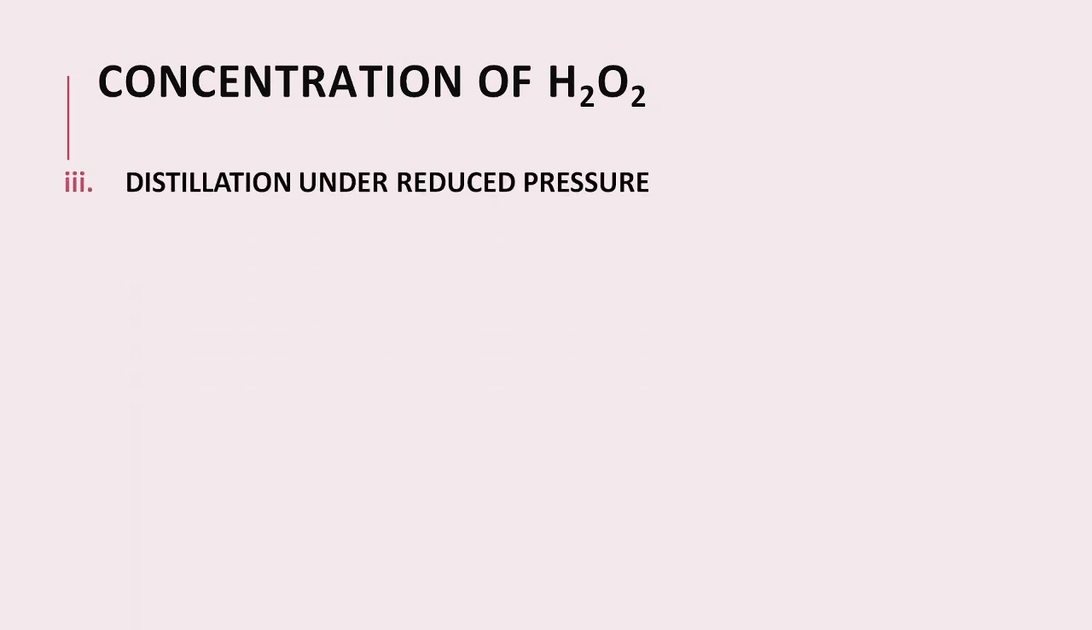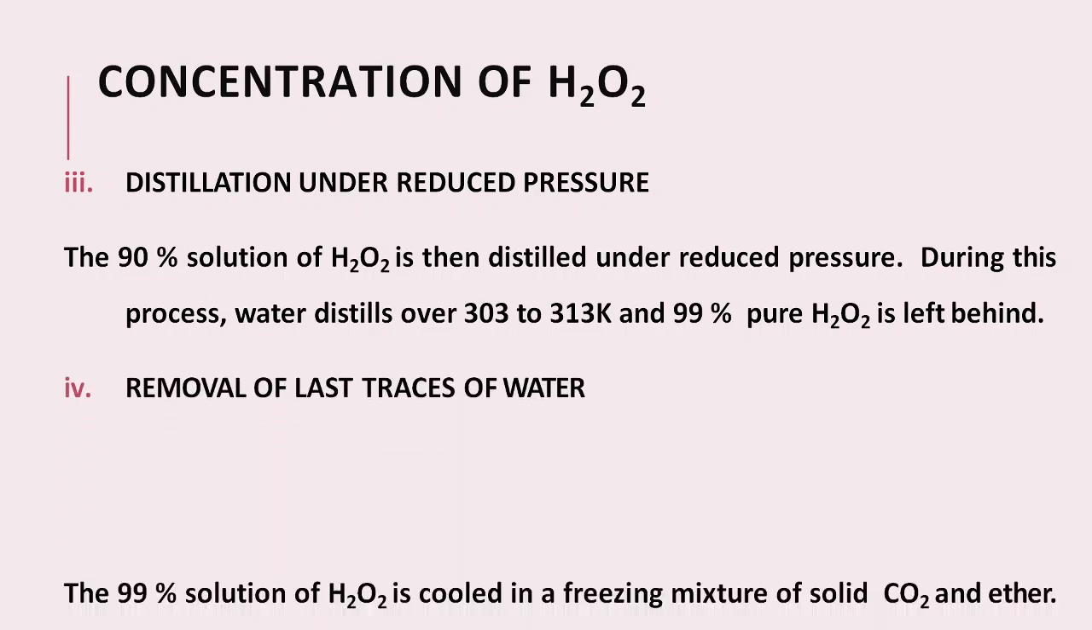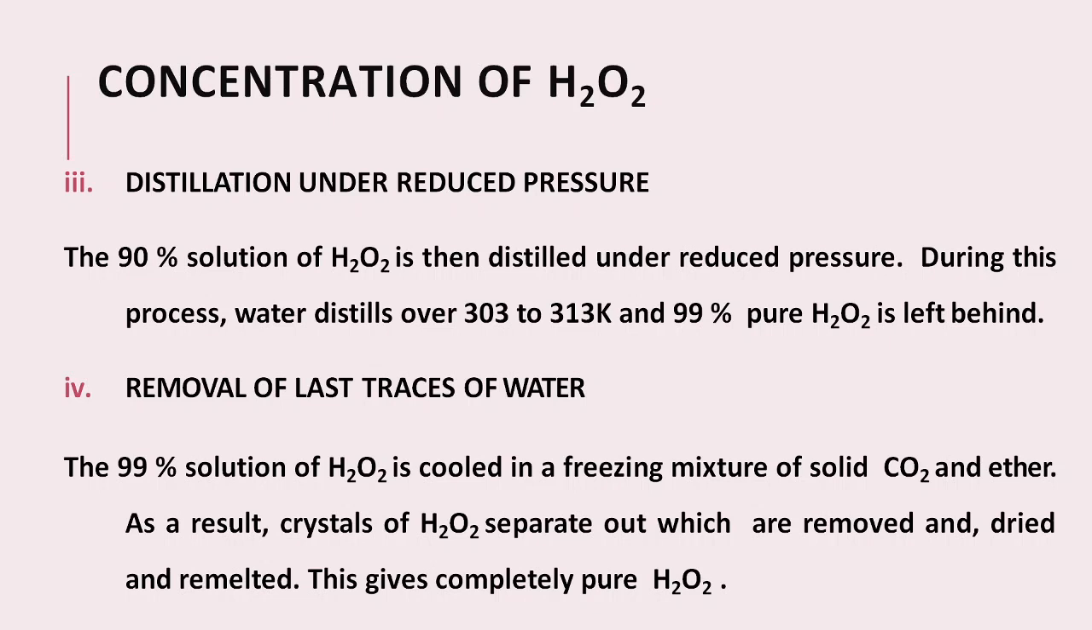The next process is distillation. Distillation is a process where this 90% solution is again distilled, where we get 99% pure hydrogen peroxide. Next one is the removal of last traces of water. It means that this 99% which we have obtained above, to remove water from that we have to cool it in a freezing mixture of solid carbon dioxide and ether, and then the crystals of hydrogen peroxide separate out, which are removed and then dried and remelted. Means this hydrogen peroxide gets condensed easily, and from there we obtain the pure hydrogen peroxide.